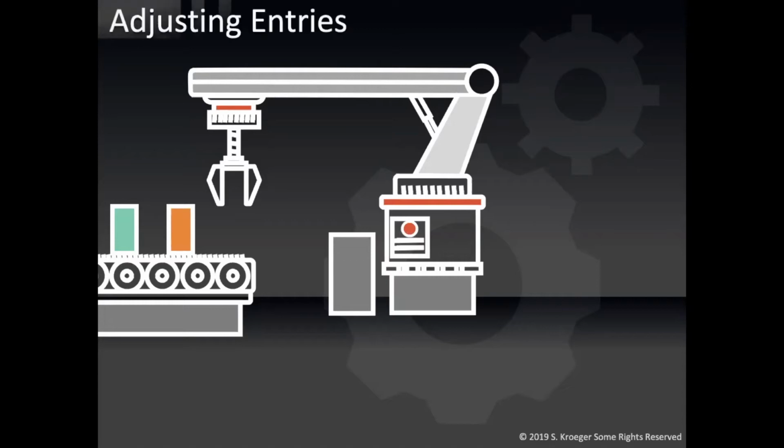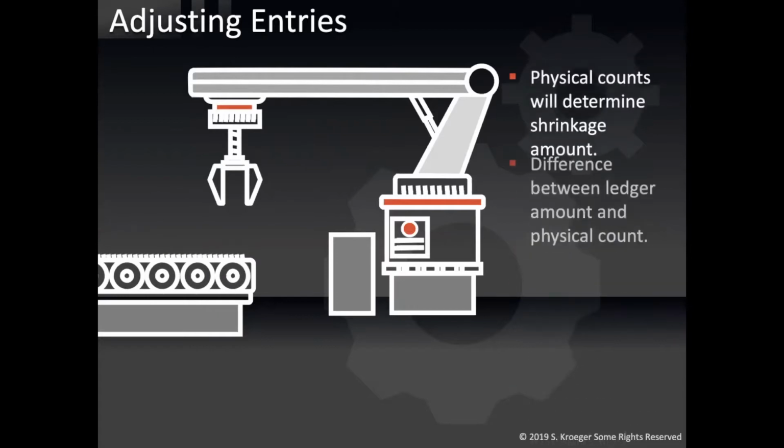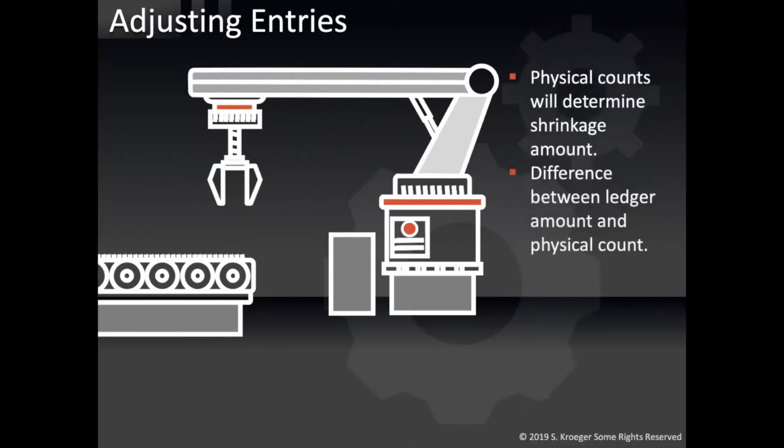Our final two topics are pretty brief. This topic is on adjusting entries. Businesses will need to periodically count their inventory to make sure it matches what is recorded on the books or in the system. Usually, this is done annually by an independent third party.